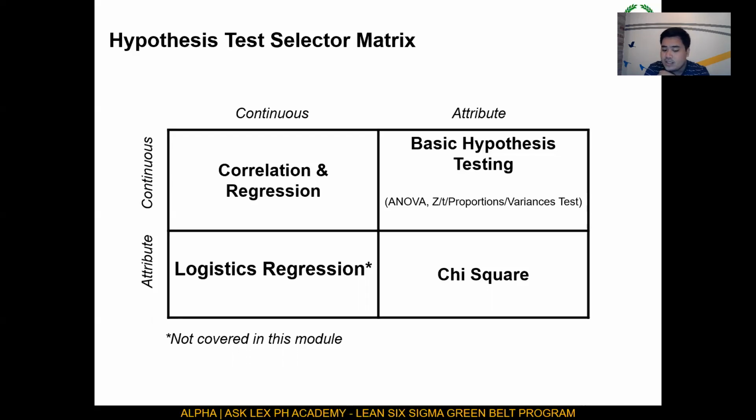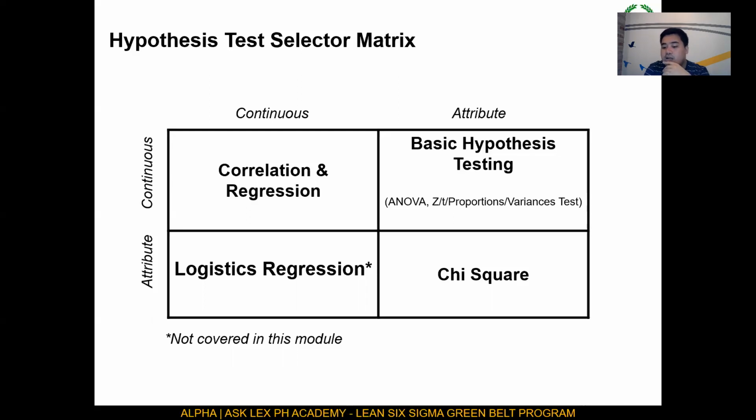Now, let's start with the upper left portion of the matrix. So it's stated here, you have continuous Y and continuous X. So the right tool that we should use is none other than what we call correlation and regression, which will be covered by the succeeding discussions that we will have. Next is, if you have a continuous Y, but you have an attribute X, then we will have to use the basic hypothesis testing set of tools.